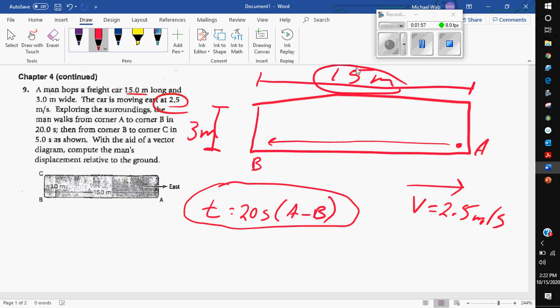Oh, and then it says he walks from corner B to corner C. So C is up here. That's another 3 meters, right? And that was 5 seconds. It says from B to C.